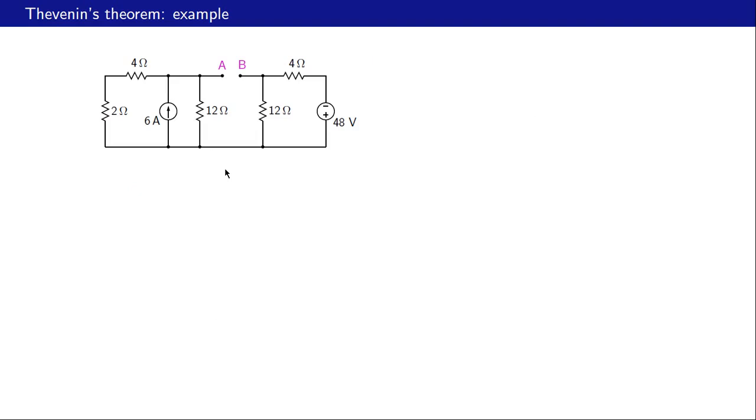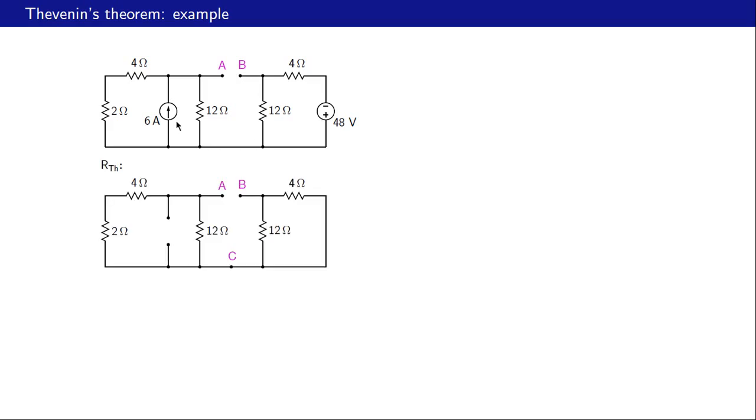Another example. This is a little more complicated than the previous example. We have two independent sources now, a current source 6 amperes and a voltage source 48 volts. And we want to find the Thevenin equivalent circuit as seen from AB. Let us look at RTH first. How do we find RTH? We deactivate the independent sources, that is this current source and this voltage source. The current source is replaced with an open circuit and the voltage source is replaced with a short circuit. And now we look from AB and find the resistance. That resistance is our RTH.